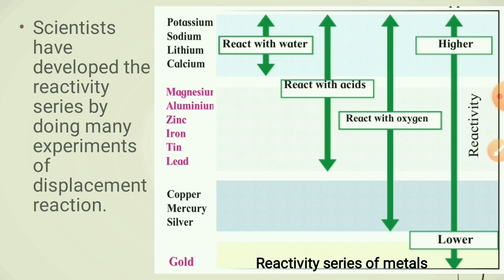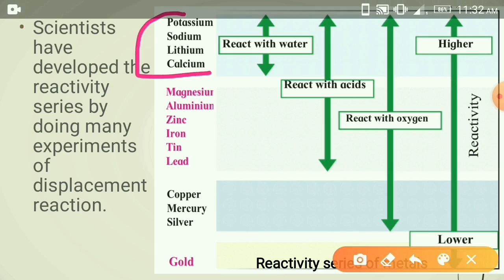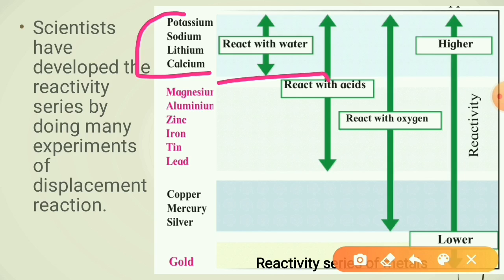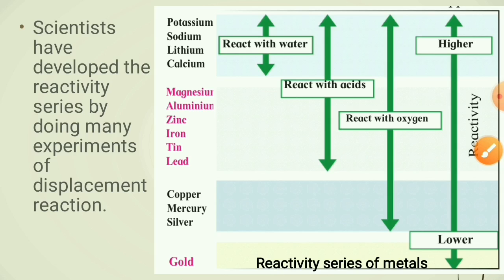This is the reactivity series. Scientists have developed it by doing many experiments of displacement reactions. Here you can see potassium, sodium, lithium and calcium react with water. Magnesium, aluminium, zinc, iron, tin and lead react with water as well as acid. Copper, mercury and silver react with water, acids and oxygen. And here last you can see gold, which is very less reactive.